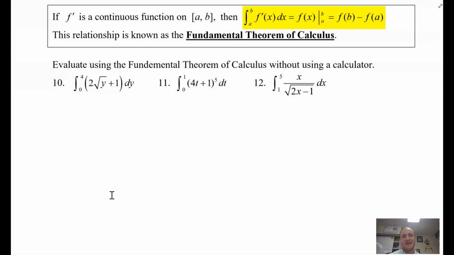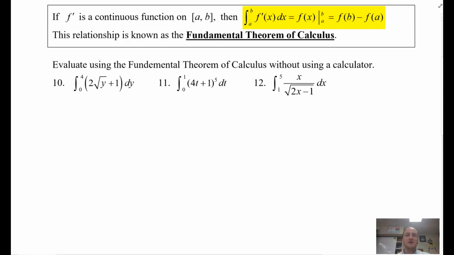Here it says, if f prime is a continuous function on a to b, disclaimer, it doesn't work if it's not continuous on the interval, then the integral from a to b of f prime of x dx is equal to f of x evaluated from a to b. So f of b minus f of a. And again, this is very, very important. It's very, very fundamental.